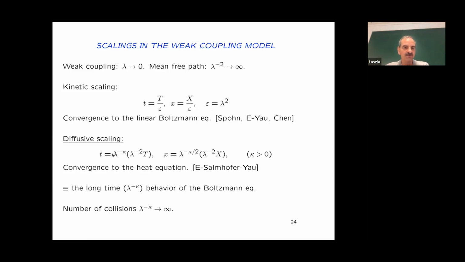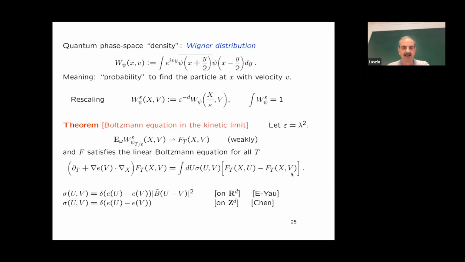And now if you go with an additional factor, you take a time which is lambda to the minus 2 scale times an additional big factor, lambda to the minus kappa, and you rescale the space with an additional factor, lambda to the minus kappa over 2. So the additional factor in space is the square root of the additional factor in time. That's the diffusive scaling. Under this scaling, you expect to see the heat equation. And that's eventually what we prove.